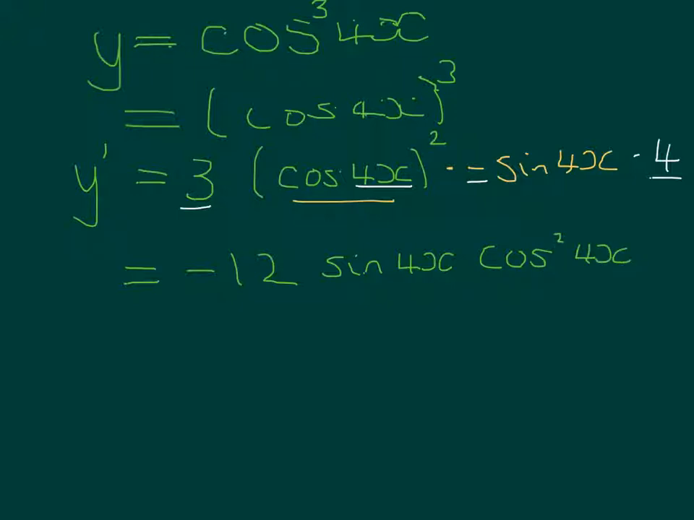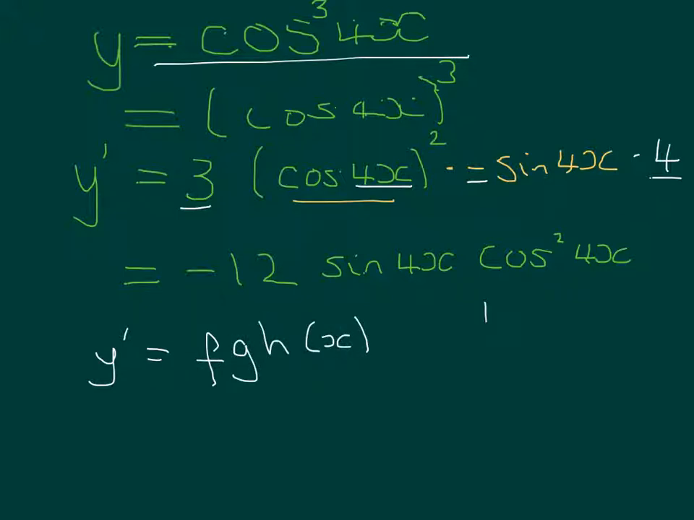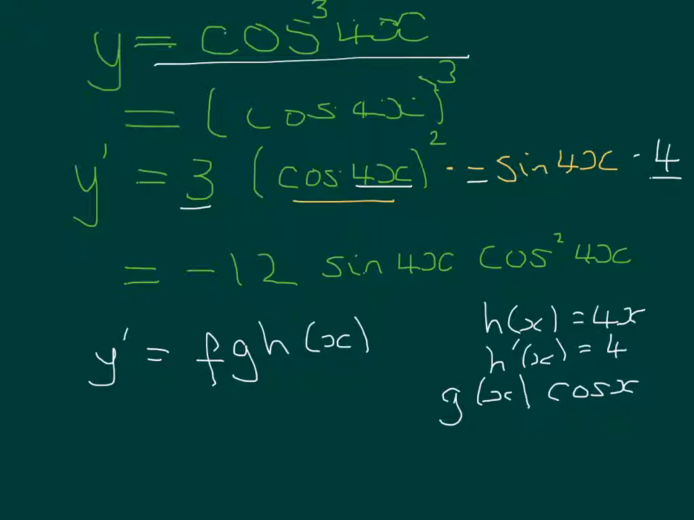And to recap, this is because this is literally just a function of a function of a function of x, where h of x is equal to 4x. So h dashed of x is equal to 4. g of x then says do cos x. So the differential of g of x is minus sine, but in this case we were putting in g of h of x, so we were getting cos 4x, giving us minus sine 4x.